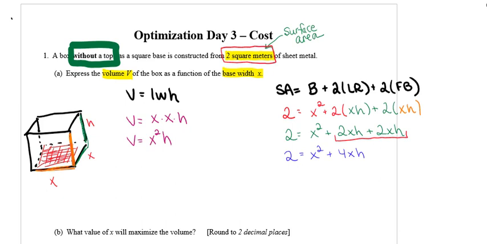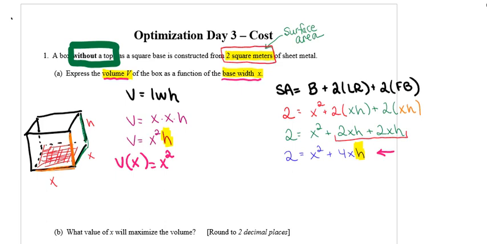This tells me I'm looking for volume in terms of x. So I want to express this volume using only the variable x. So that h is going to be kind of my problem child. The h is what I'm going to need to get rid of. I'm going to accomplish that by going back over here to the surface area and solving that for h.